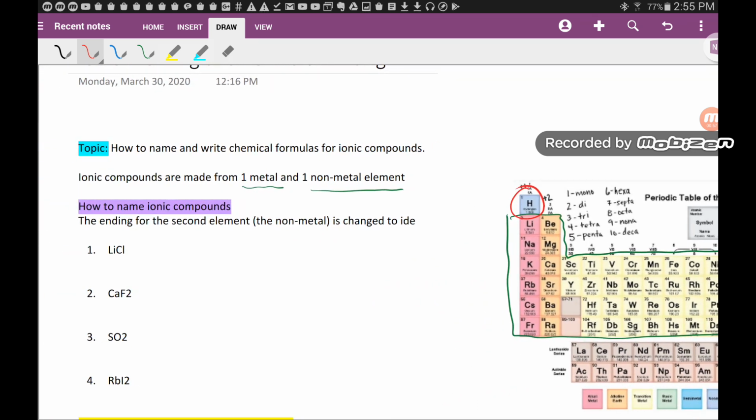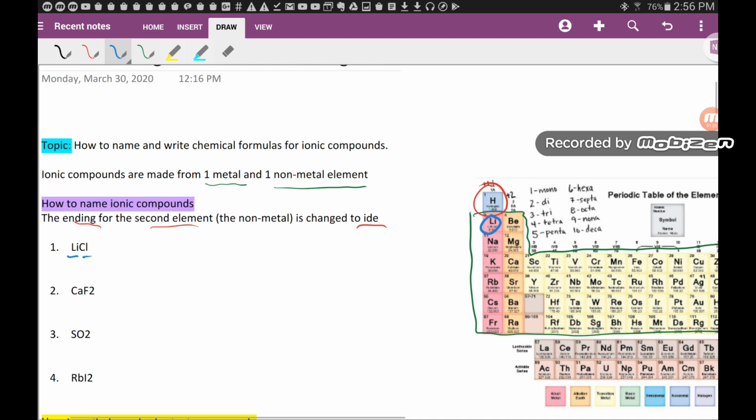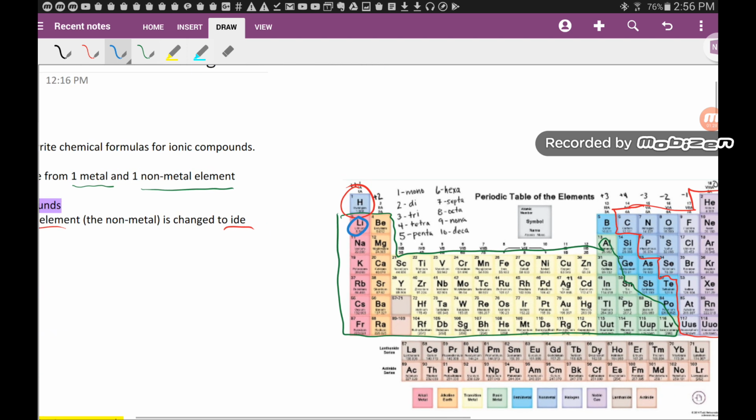So we're gonna need a metal and a non-metal to have an ionic compound. And to name ionic compounds is actually pretty easy, because the only rule there is: change the ending for the second element to IDE, and that is all we have to do. So remember that you always have to identify first what type of compound you have. Right here we have lithium and we have chlorine. Lithium is a metal and chlorine is a non-metal, so that is ionic. Great.